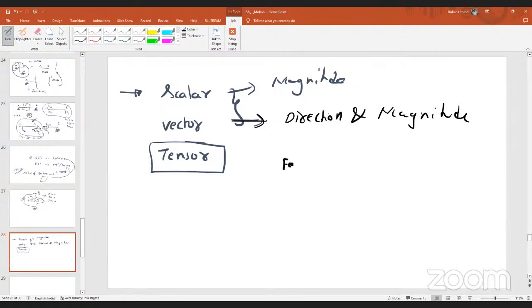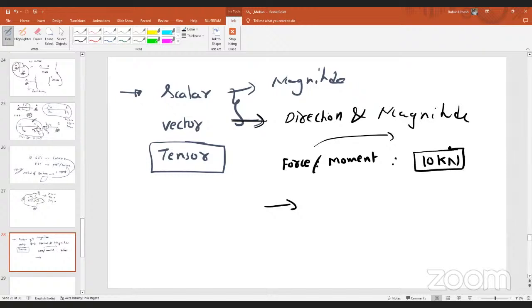If I am talking about the force, vector or scalar? Vector, right? Vector. What about the movement? Magnitude. Movement. Scalar or vector? It is also a vector, right? So, it is having magnitude. Let us say if I'm talking about the force, I can say it is 10 kilonewton. Will it be sufficient if I say that force is 10 kilonewton?